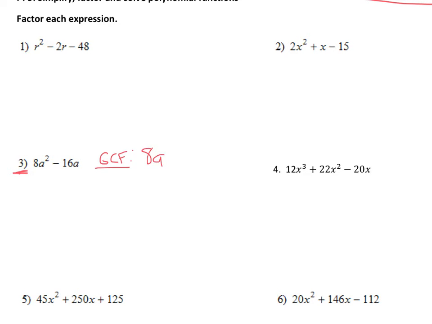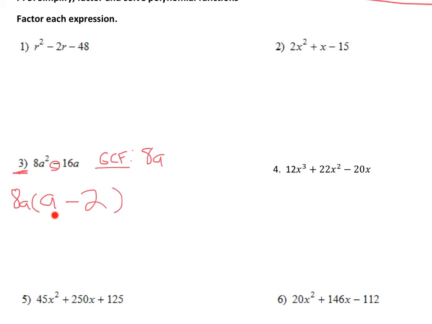So then, just to review, the 8a I put on the outside, then I put my parentheses. Since this here is a minus, it means it's going to be a minus right here. Remember, 8a, how many times does that go into 8a squared? Well, I just need 1a right here. So this is a, and then I ask myself, 8a times what number is going to give me this 16a? Well, 8 times 2 is 16. So there we get a minus 2. And then from here, we know that we're done.